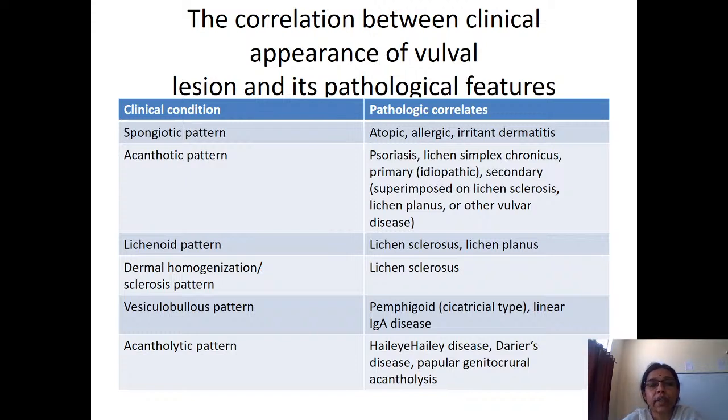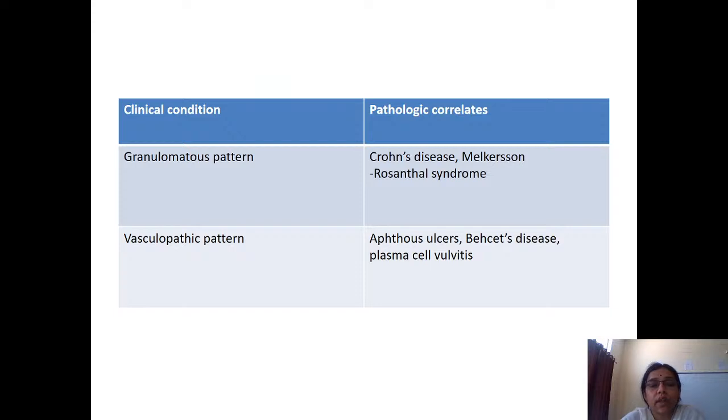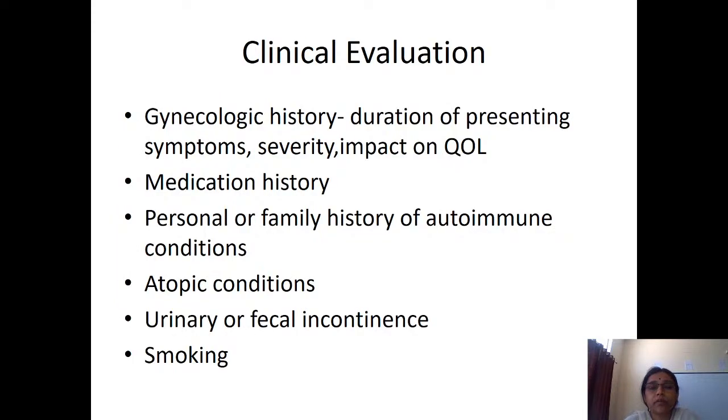So these are the clinical conditions or the patterns which these lesions present to us, and then these are the pathologic correlates. And then the granulomatous pattern is seen in either Crohn's disease or Melkersson-Rosenthal syndrome, and the vasculopathic pattern is seen in aphthous ulcers and Behçet's disease or plasma cell vulvitis. So whenever a woman has these complaints, what should be our clinical evaluation?